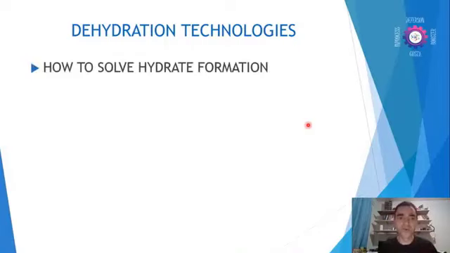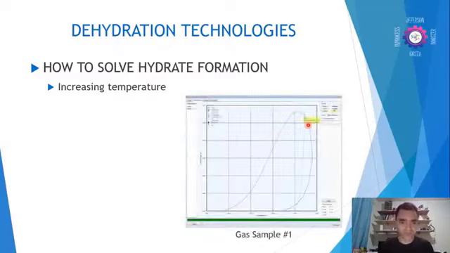How can we solve the hydrate formation? That is the question that we want to answer with this presentation. The first thing is to increase the temperature, because we have seen that if I increase the temperature, my operation point goes to the right of the curve, and we can see here again the chart.